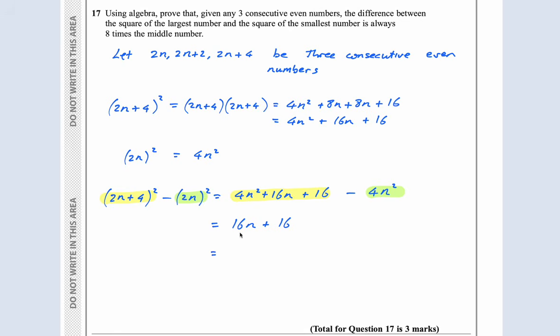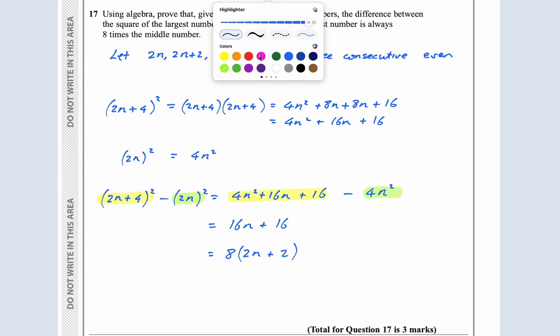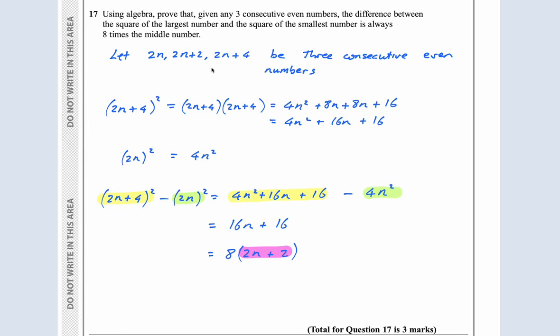We need to show that it's 8 times the middle number. Well, look, if I factorize out 8, 8 into 16 goes twice, and an n, and 8 into 16 goes twice. 2n plus 2, that is the same as this. 2n plus 2, 2n plus 2. The middle number. It's 8 times the middle number.